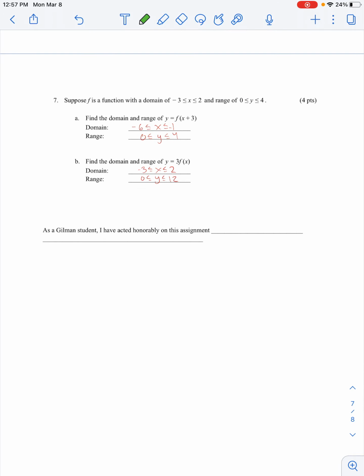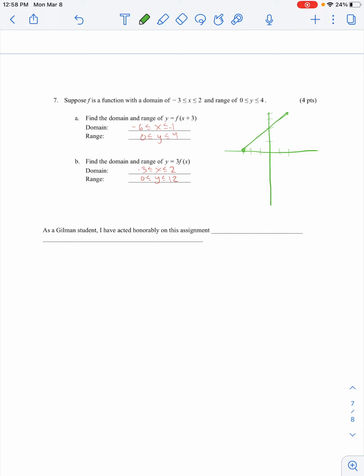And then finally, this is one that was a little bit new looking, but suppose we have a function with a domain of -3 to 2 and a range of 0 to 4. If you get confused by this, you could just graph it out. So let's think of an example. Like maybe you just have this line. That's a function with the domain -3 to 2 and a range of 0 to 4.